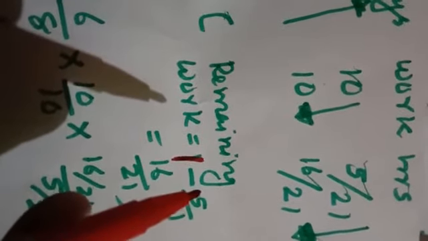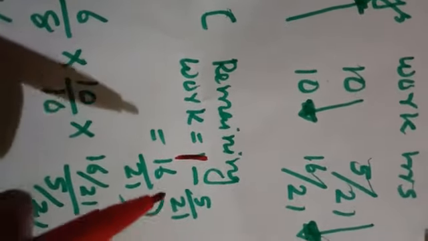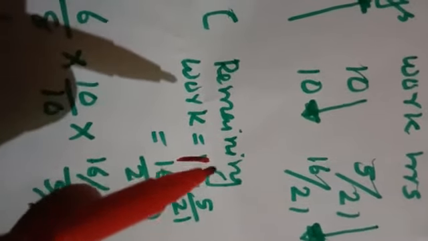Remaining work: whole means 1, that is 21 by 21. 21 by 21 is 1. Whole means 1. The part is 5 by 21 and the whole is 1. So 5 by 21 of the work is completed.